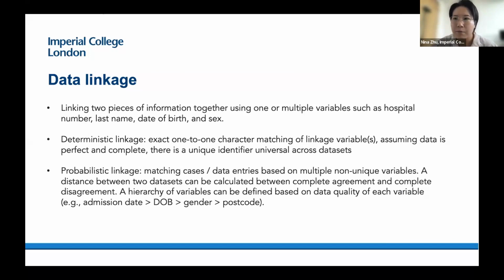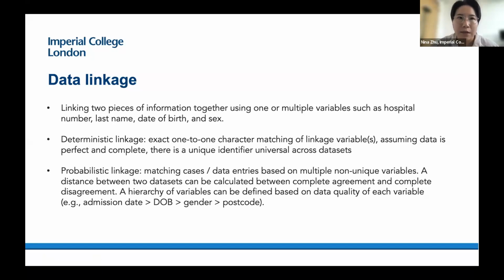Methodologically speaking, we have deterministic linkage, which is exact one-to-one character matching to link variables. This assumes the data sets we want to link are perfect and matching, and that there is a unique identifier universally available across data sets.